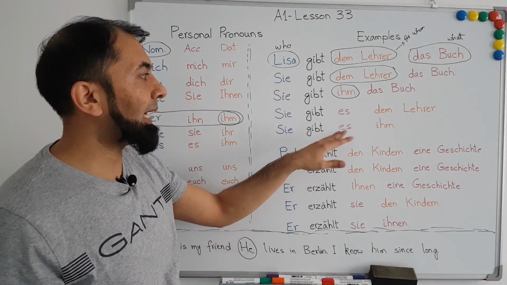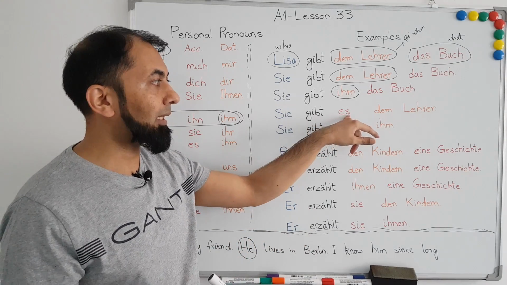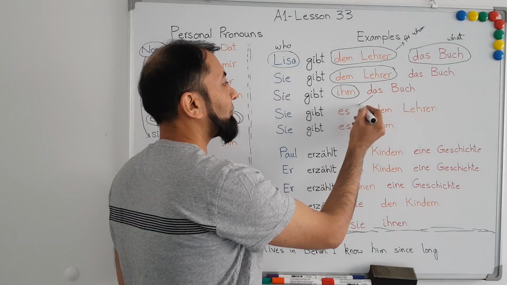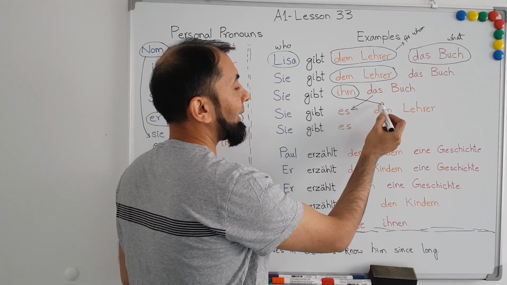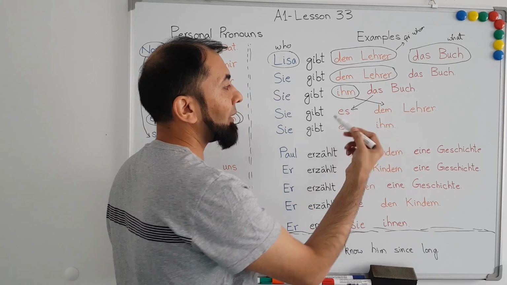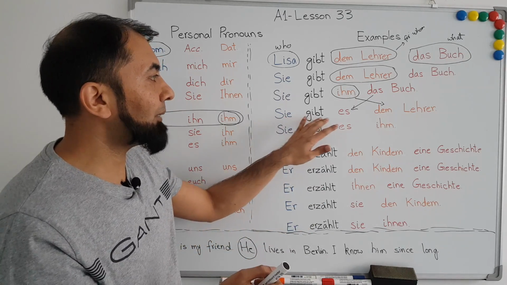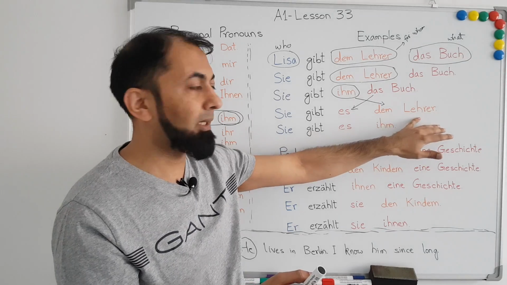Now here you see that if you are using the personal pronoun of the accusative or direct object, then it will come after the verb, and the indirect object will go after the direct object. Sie gibt es dem Lehrer. So the dative will come after the accusative.